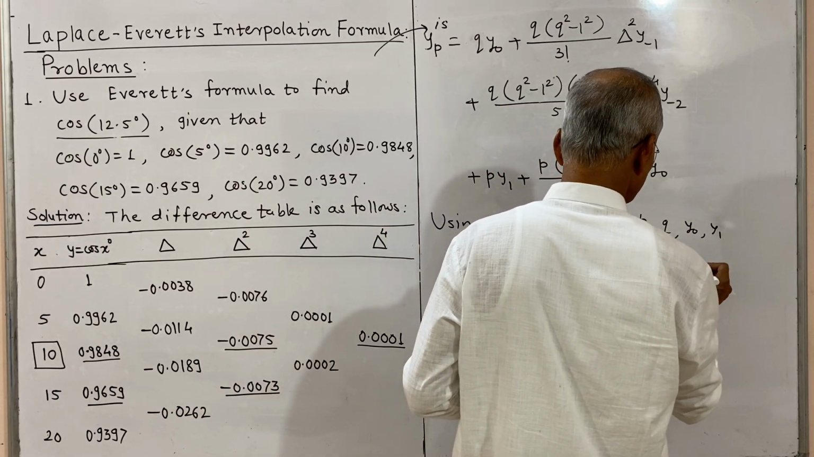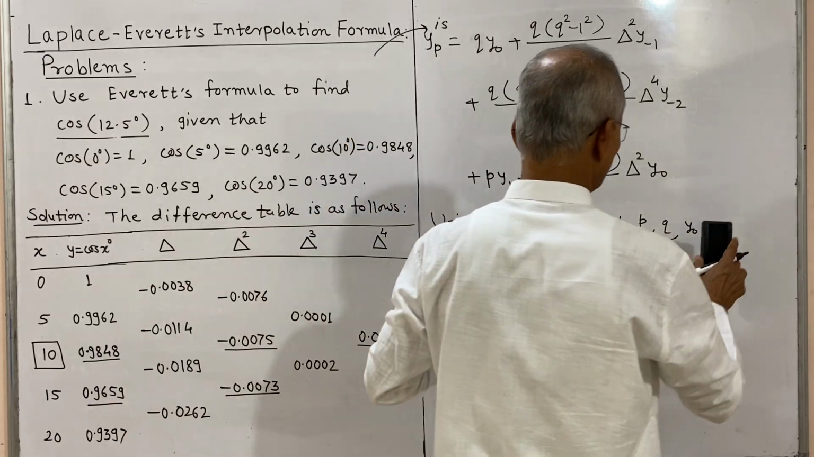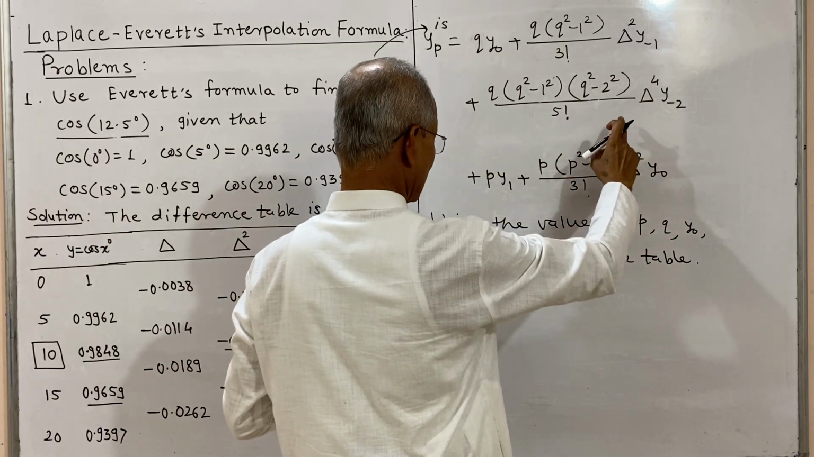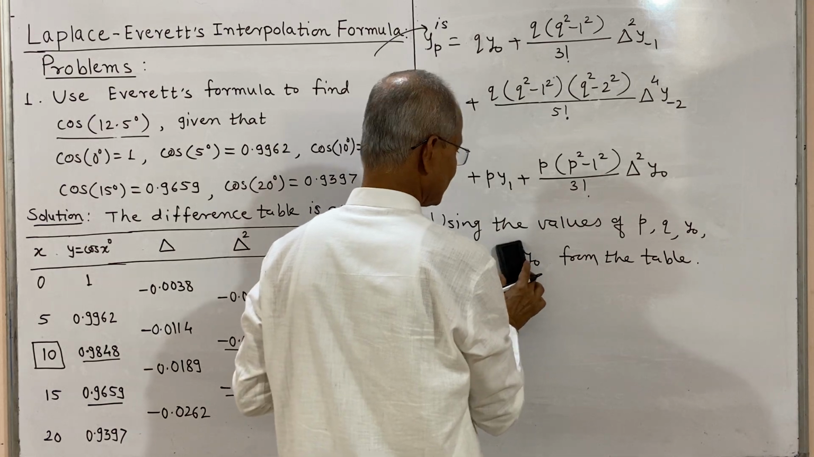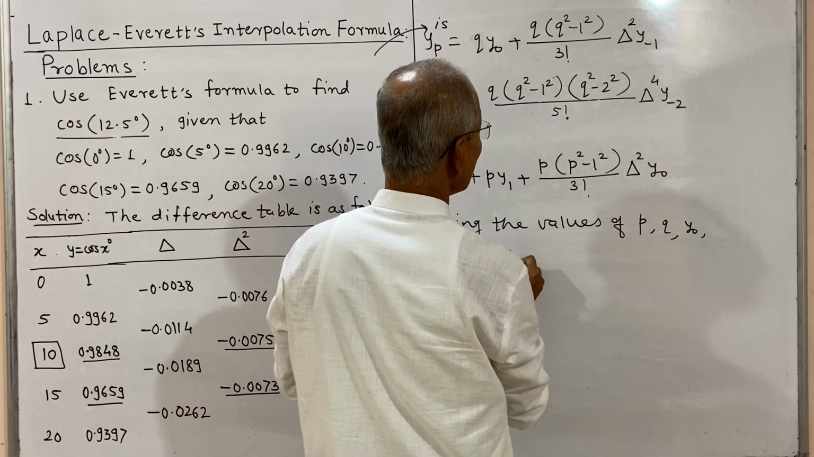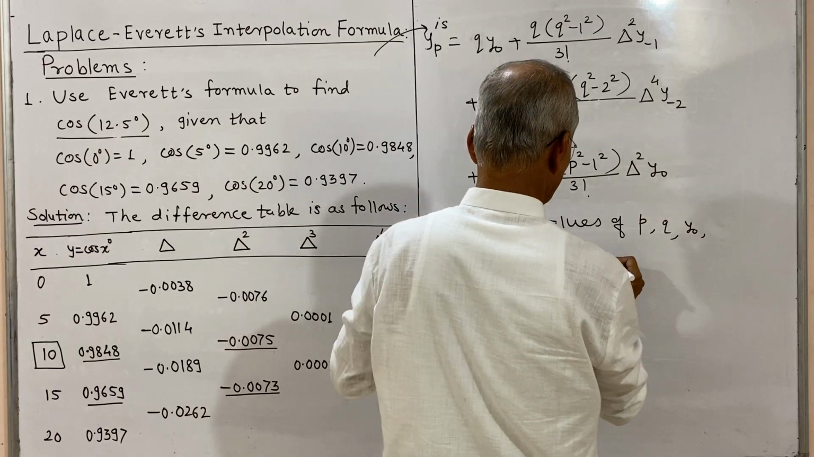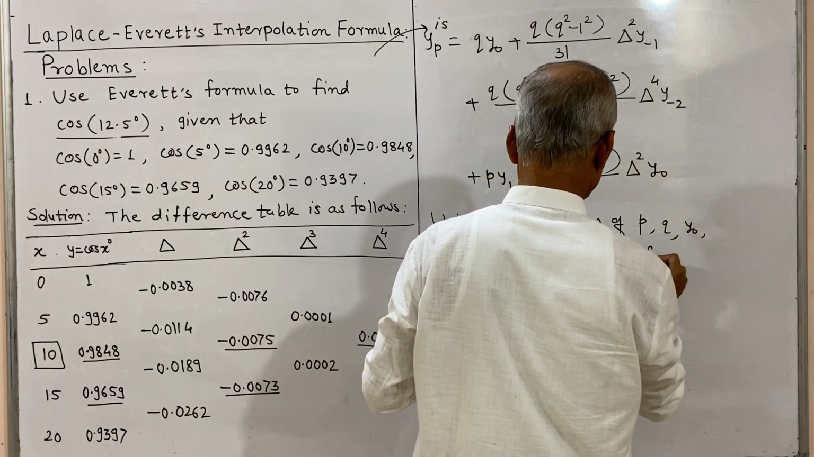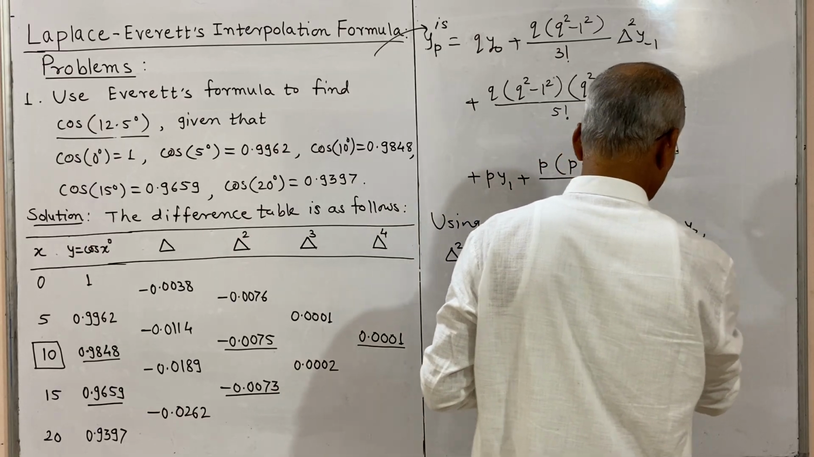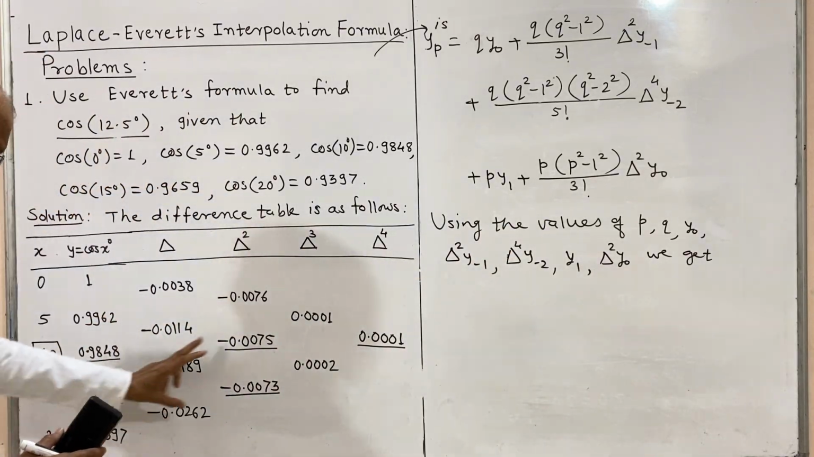Actually the differences are to be used: first y naught, delta square y naught, delta square y minus 1, then delta power 4 etc. p, q, y naught, delta square y minus 1, delta raised to 4 y minus 2, then y1 and delta square y naught from the table. p and q are not in the table, we have obtained them separately, but these values are from the table like this.